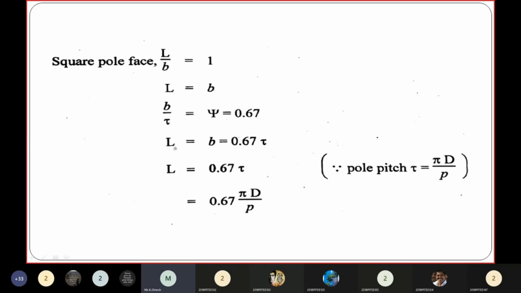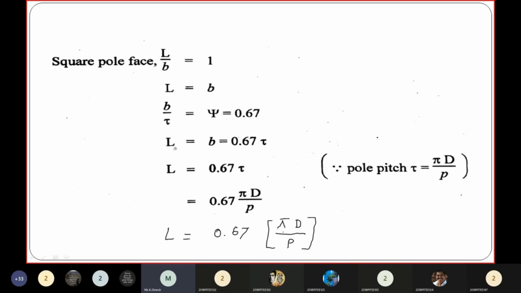So you may get L as 0.67 into pi, D value is unknown, and then P value is also unknown. Correct? நம்மளுக்கு number of poles வந்து போன கேஸ்ல கொடுத்துட்டாங்க, நம்ம L D கண்டுபிடிச்சிட்டோம். But here we don't know the value for P.